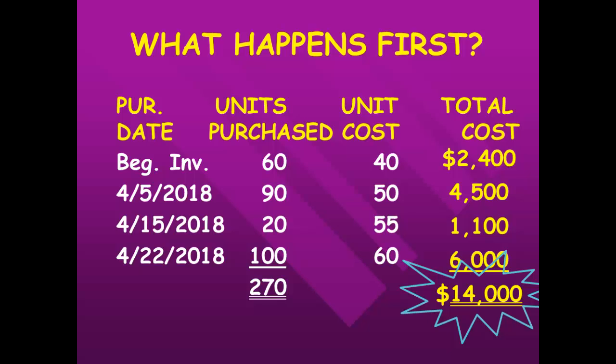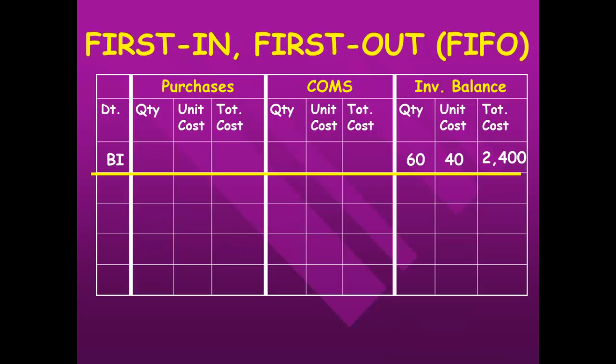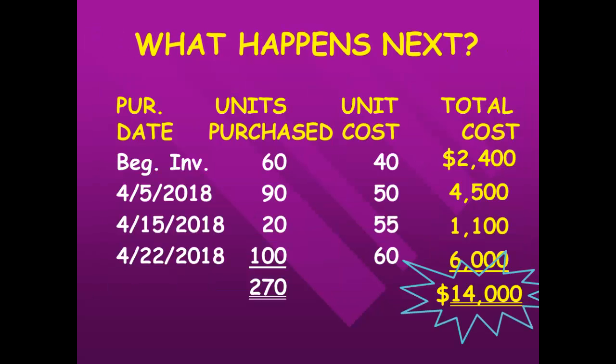So what happens first? Date-wise, well, for starters, we have my beginning inventory, which I believe I filled in on the card down there for you. All right, I already put the 60 units at $40 each. So now, again, the inventory card is completed in date order, so we have to look at our purchases and sales and put everything in date order. Date-wise, what happened next then? April 5th. I'm going to buy 90 units at $50 each, which is $4,500.